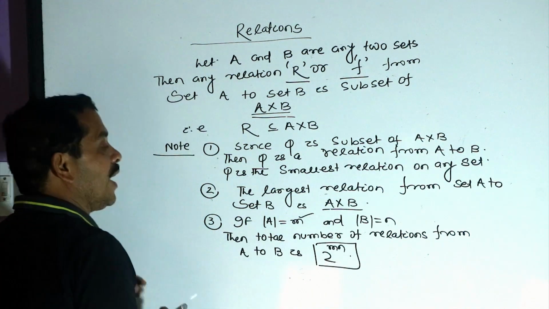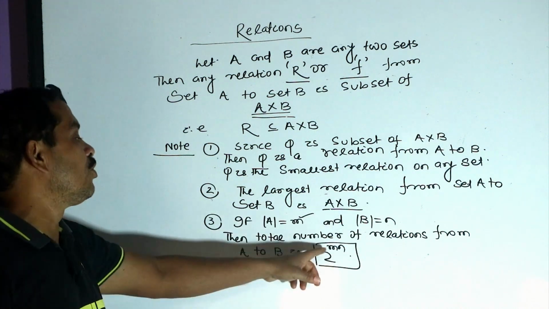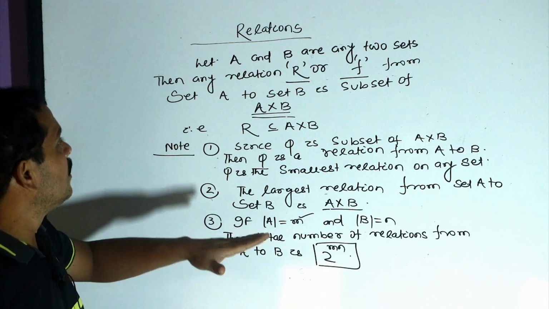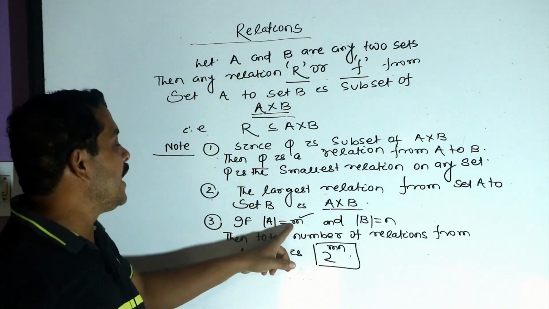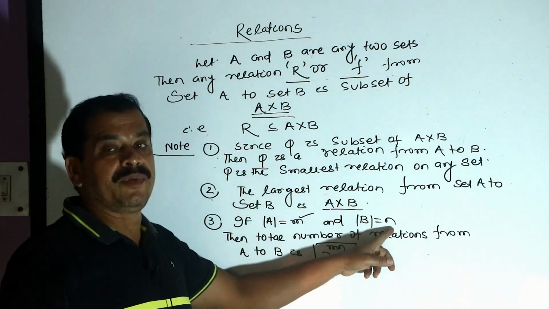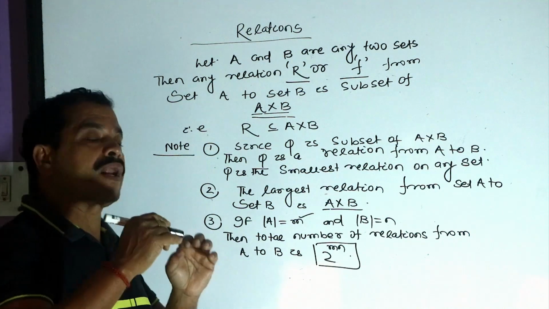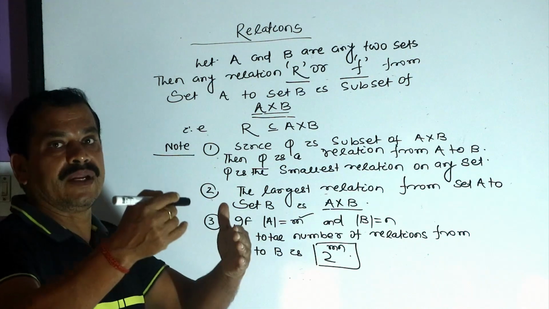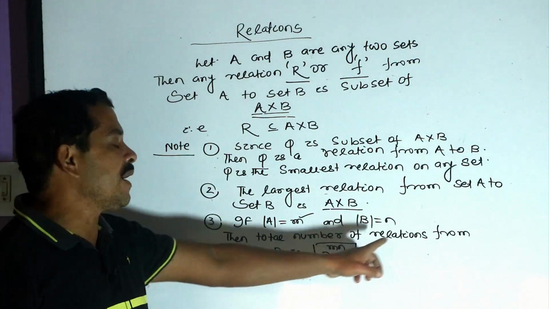This is an important one. Total number of relations from set A to set B is 2 to the power mn, because we know that a relation is a subset of A cross B. We know that cardinality of A is m, cardinality of B is n, then cardinality of A cross B is mn, and the total number of subsets is 2 to the power mn. So the total number of relations from A to B is 2 to the power mn.